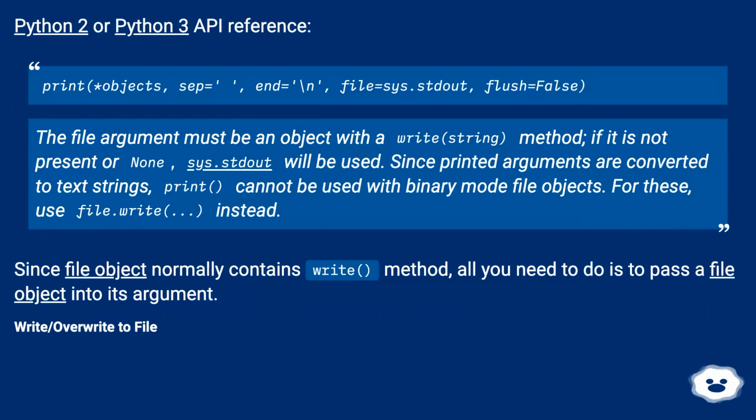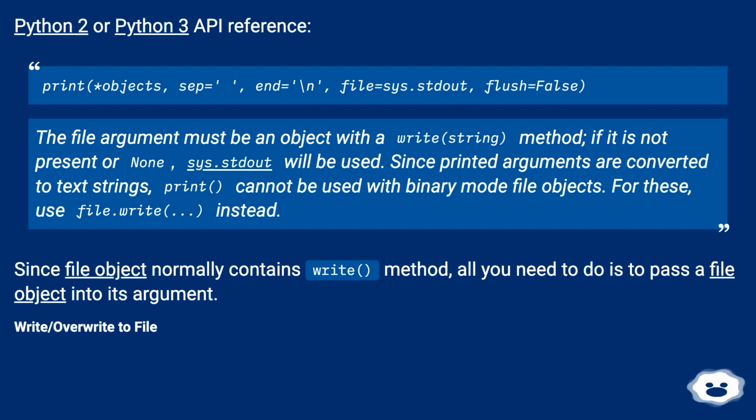Python 2 or Python 3 API reference. print(*objects, sep=' ', end='\n', file=sys.stdout, flush=False). The file argument must be an object with a write(string) method. If it is not present or None, sys.stdout will be used. Since printed arguments are converted to text strings, print() cannot be used with binary mode file objects. For these, use file.write() instead.